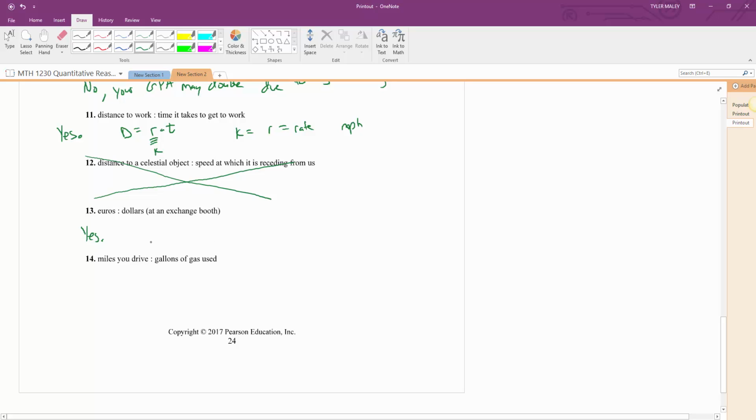So we would get E equals K times D, so E for euros and D for dollars, and K would be my exchange rate. So that's what that's referred to, and the unit would be euros per dollar.